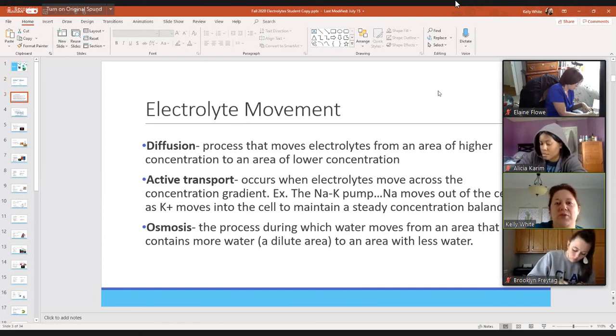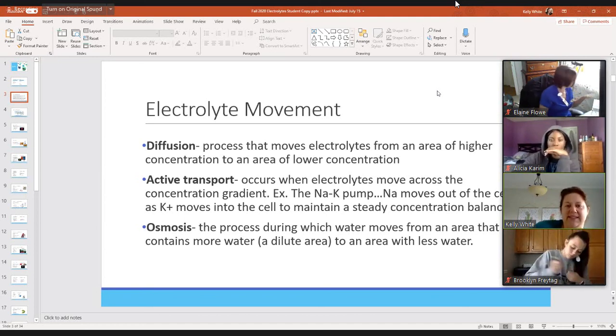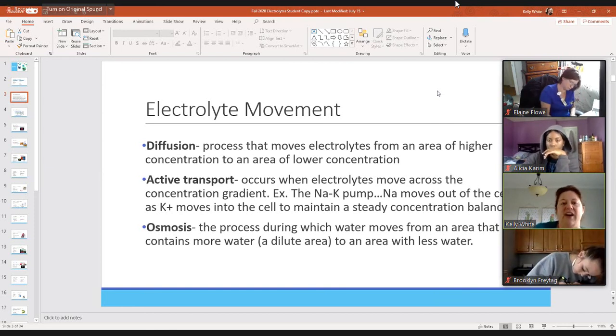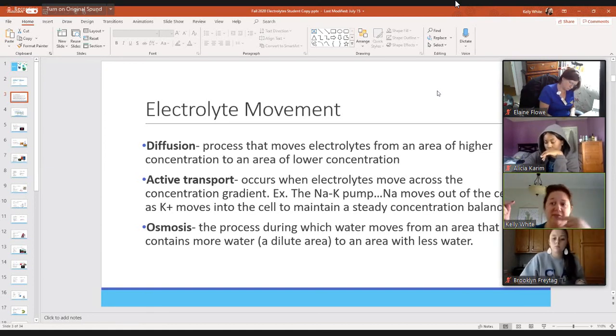So we'll talk a second about how electrolytes move. You have diffusion, and that's just the process that moves electrolytes from an area of higher concentration to an area of lower concentration. So that's how your sodium moves in and out of the cell, depending upon its concentration and what issue's going on. Remember how I said that your water follows sodium. Depending on where your sodium has a higher concentration level, that water's following and moving behind it.